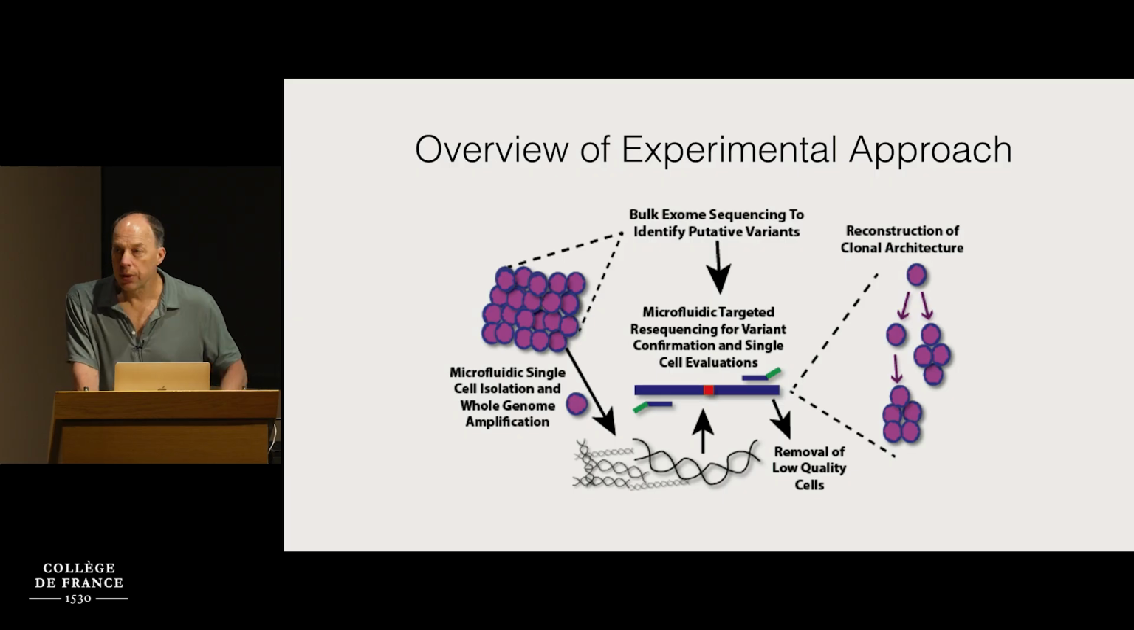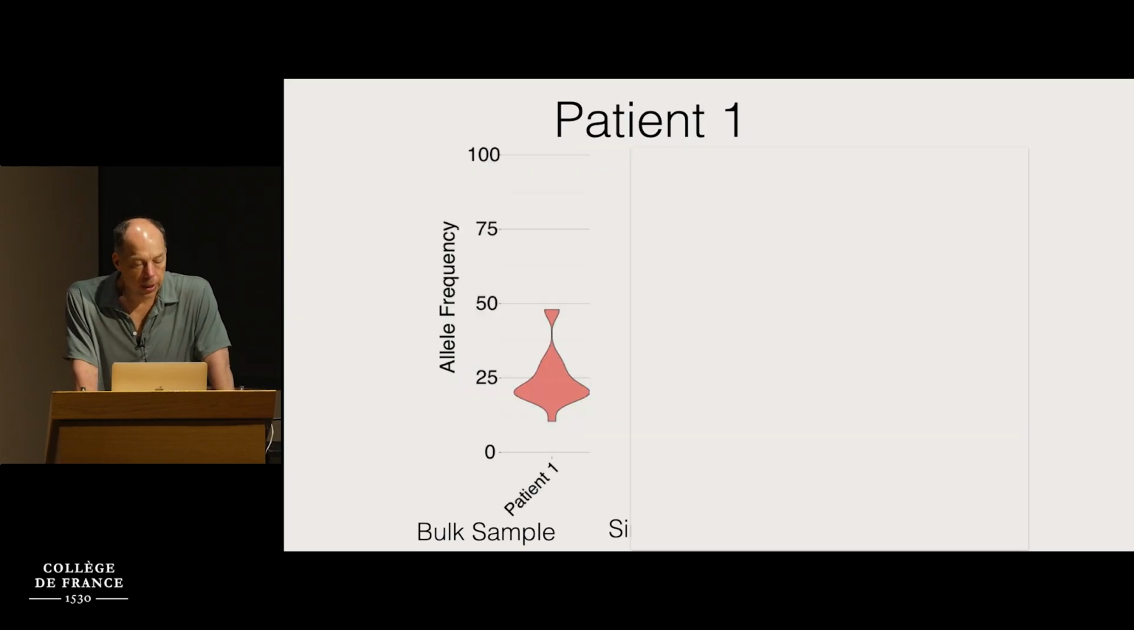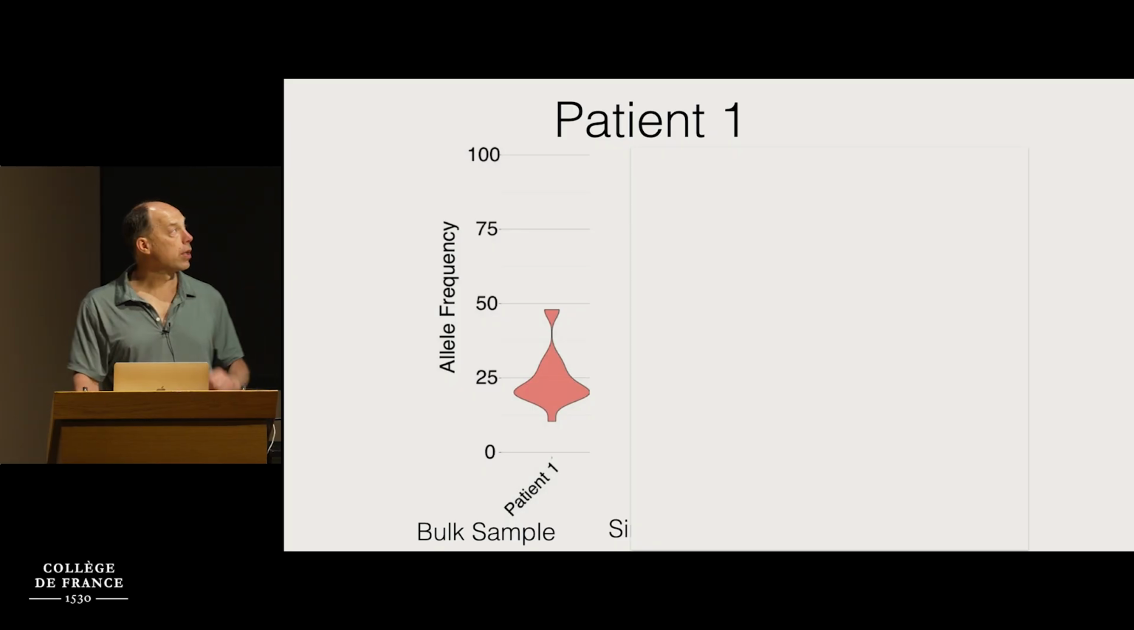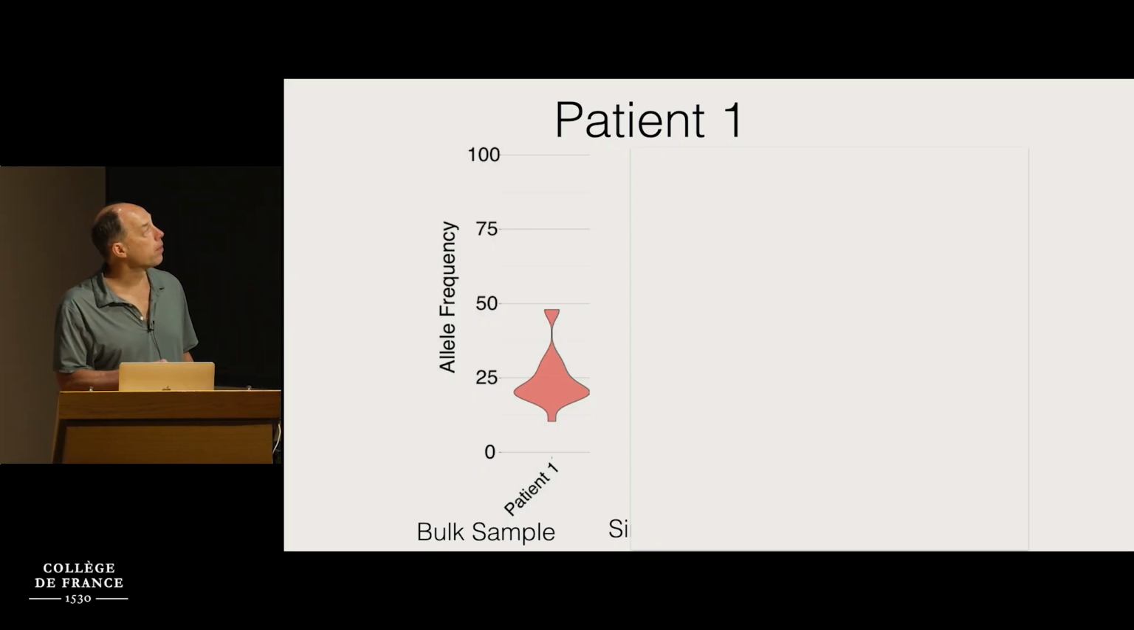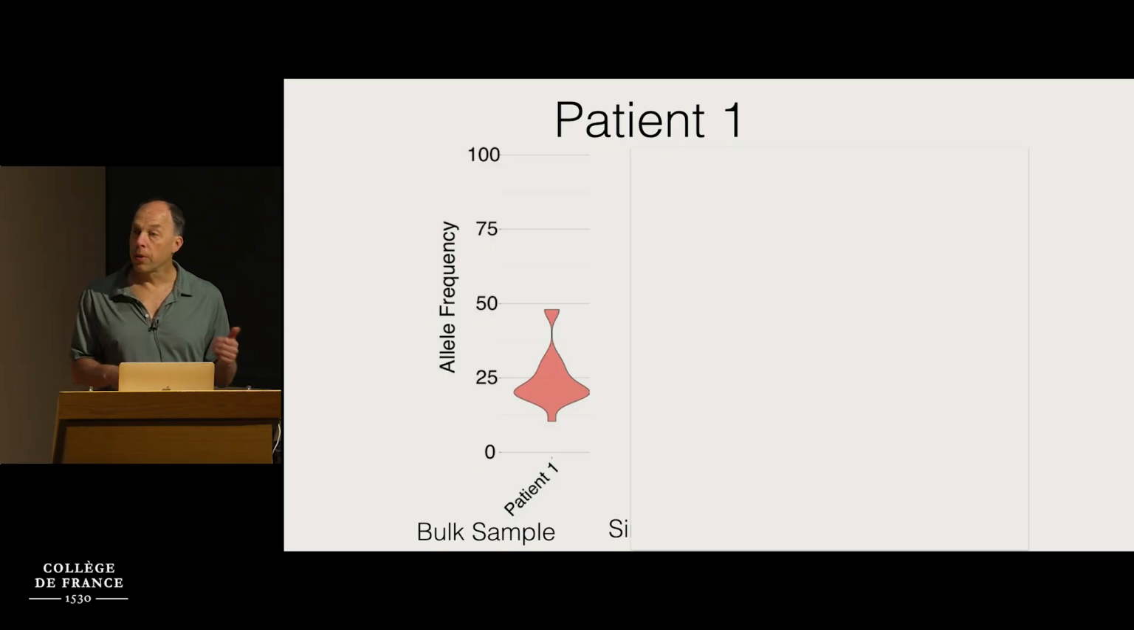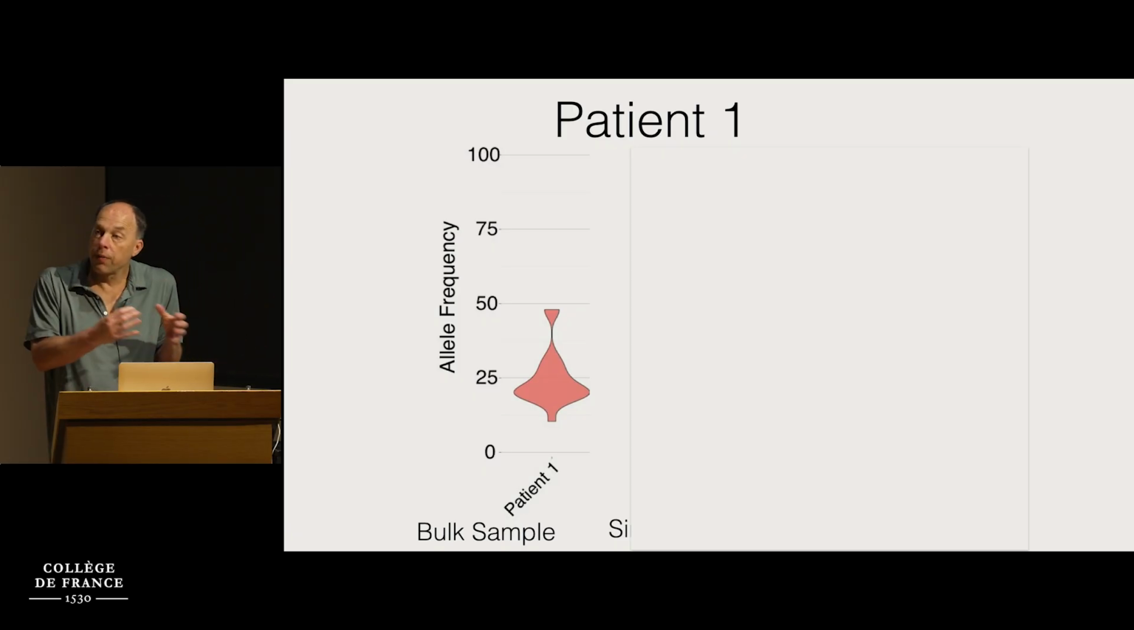And so to give you a sense of the power of this and why we did this rather than the bulk measurements, here's what the allele frequency looked like in the bulk tumors, okay? And so you can see that there's a bunch of mutations that aren't present in every cell in the tumor. That's what it means to have a clonal structure. Not every cell in the tumor is the same.